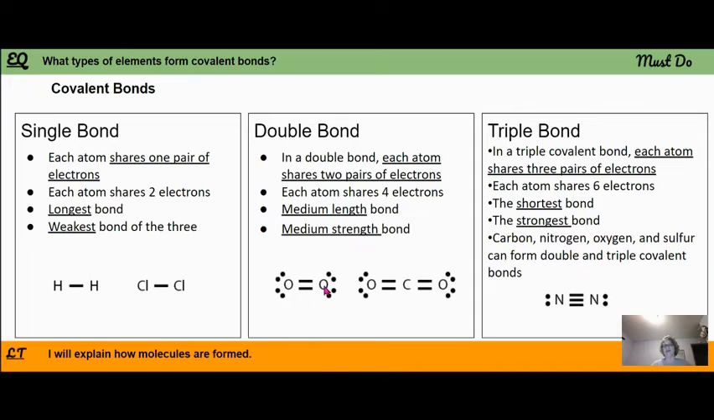But it doesn't always have to be the same element. It can be more than one element. It can also be where you have one single bond and one double bond. Okay. It's not set that you have to have all double bonds or all single bonds. It can be mixed. Okay. Double bonds are medium in length, so they're pulling just a little bit closer together. They have medium strength, so they're a little bit stronger than the single bonds.